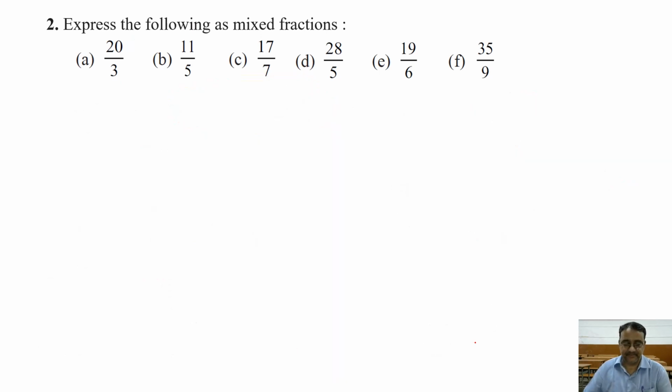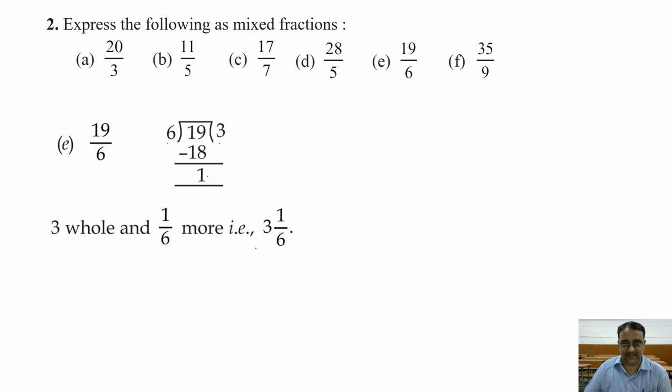Now we are moving towards the next question. E bit 19 by 6. So 19 को 6 से divide करेंगे. So 6 3s are 18. So first number will be 3 and the remainder is 1. So 3 1 by 6 is the required mixed fraction.